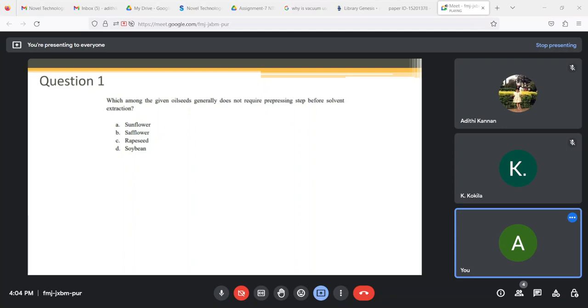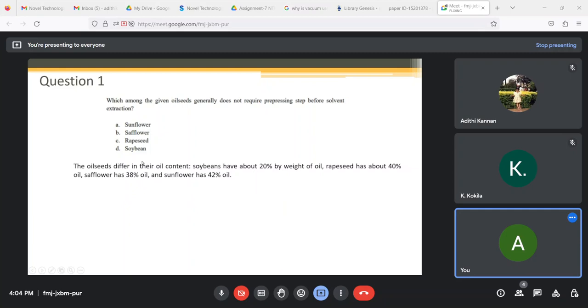So when you have seeds with very high oil content, you have to do a pre-pressing step before the solvent extraction. If your oil seeds do not have that high an oil content, then you can go directly for solvent extraction. Among these four options, the oil seeds differ in their oil content: soybeans have around 20% oil by weight, rapeseed around 40%, safflower 38%, and sunflower 42%.